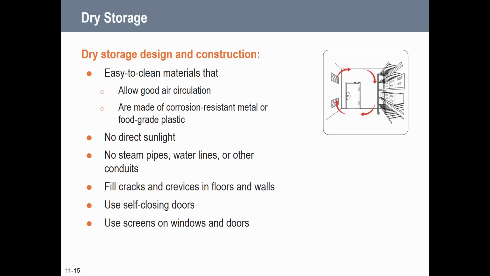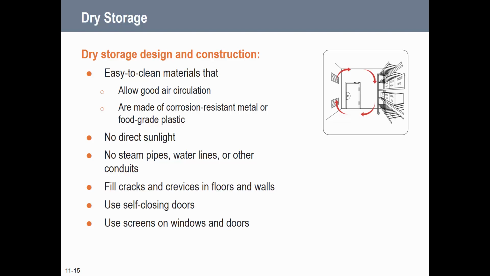When we look at a dry storage area, again, they really like easy to clean materials. That's important. We really want good air circulation as well. That's really important to prevent things from molding and mildewing and different problems happening in a dry storage area as well. Make sure anything is food grade. So if you've got plastic, it should be food grade. You don't want direct sunlight.